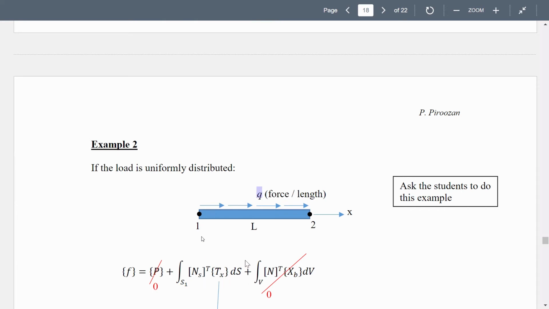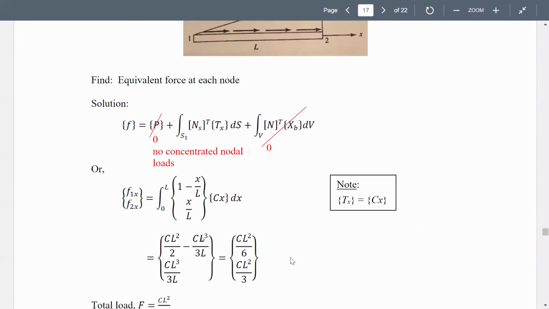I want you to use this one, very similar to the steps that we did here. Follow the same steps here. Tell me what are the equivalent nodal forces at nodes 1 and 2. That would be your job, 2 minutes. Follow the same steps, 2 minutes.